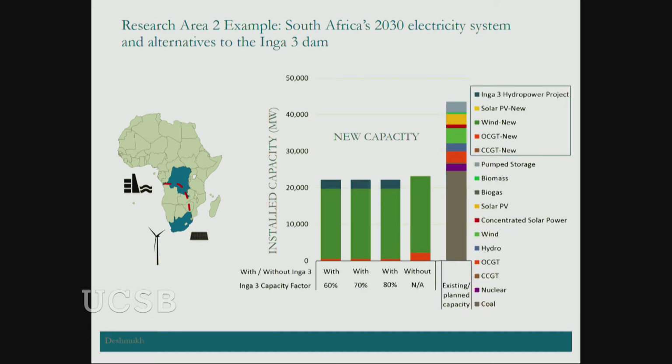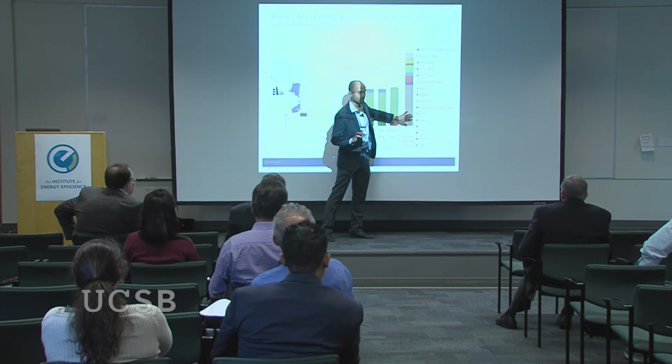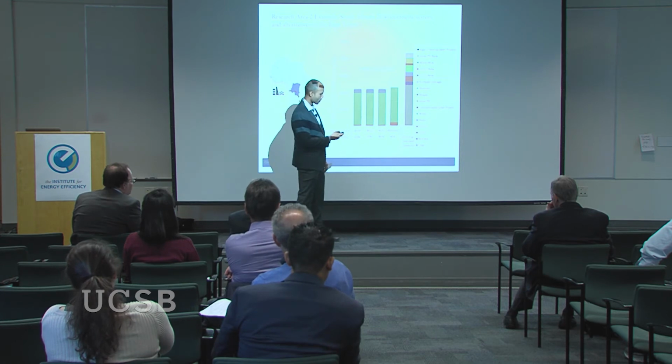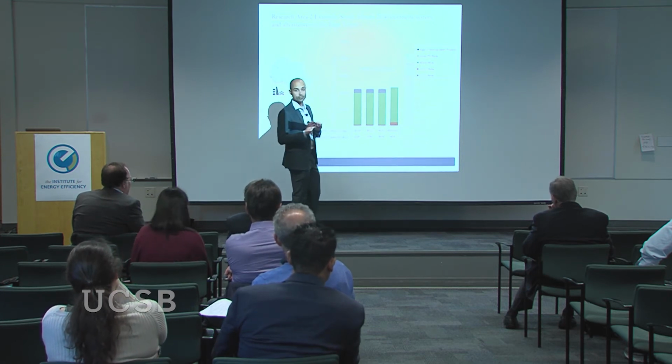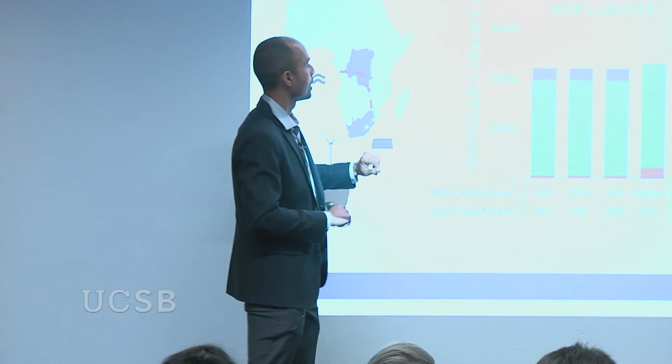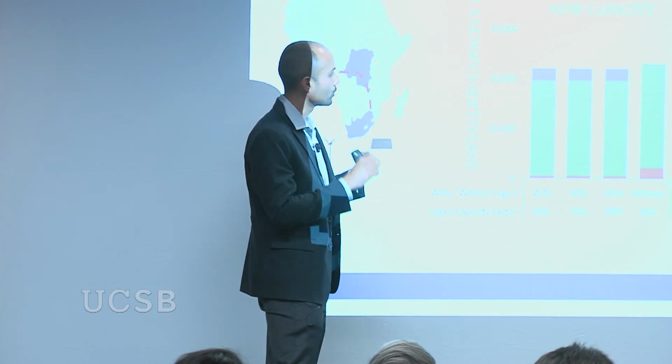What we found, and we did this optimization problem in GridPath and gave it all sorts of different options, right? This particular graph shows what new capacity South Africa can build at least cost. This particular bar is the existing capacity, so let's not look at that for now. Let's just focus on the new capacity that the model built. We did a host of different scenarios, so I'm just going to show you the main ones.